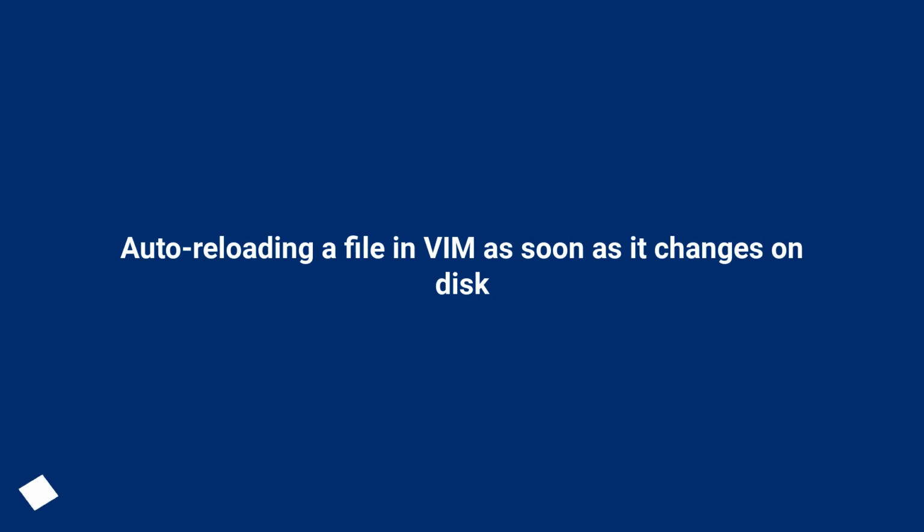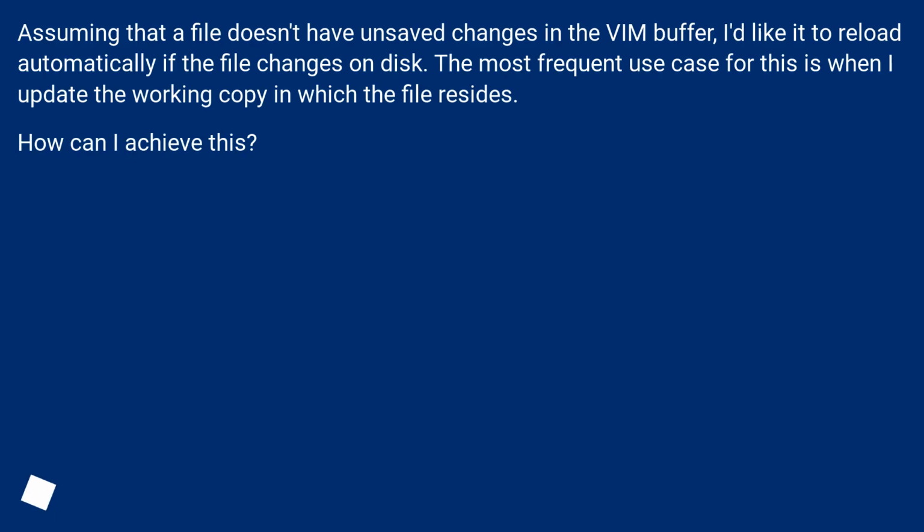Auto-reloading a file in VIM as soon as it changes on disk. Assuming that a file doesn't have unsaved changes in the VIM buffer, I'd like it to reload automatically if the file changes on disk. The most frequent use case for this is when I update the working copy in which the file resides. How can I achieve this?